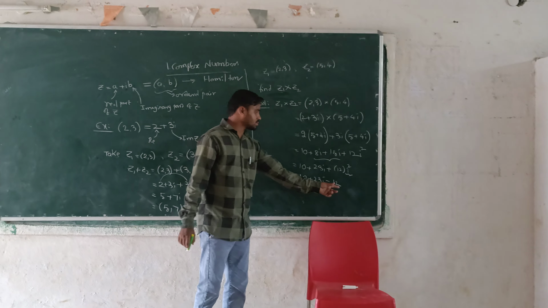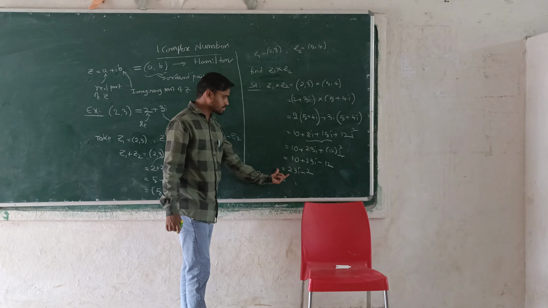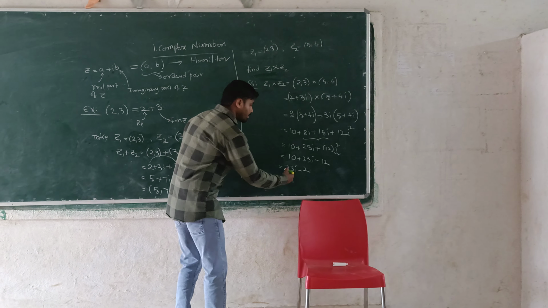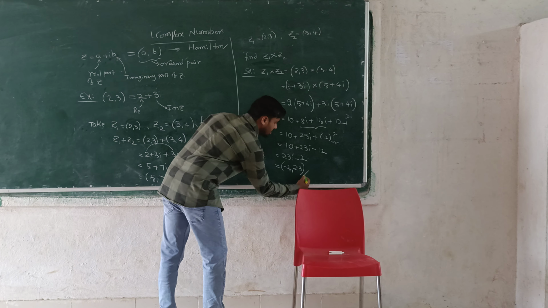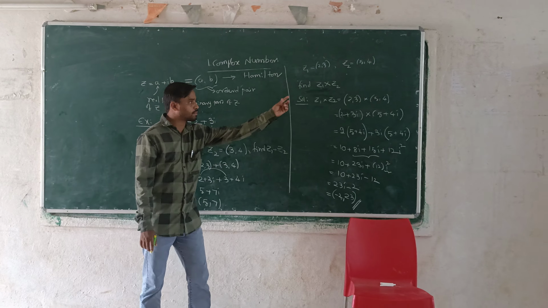Plus 10 to minus 12 is minus 2. So write this in ordered pair form: minus 2, comma 23 only.